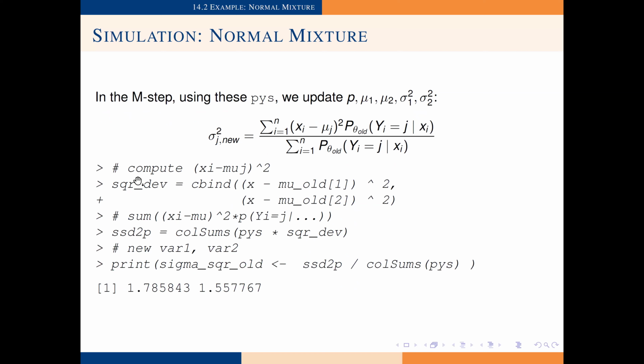So that's called square dev. If we multiply this by the py matrix that we saw earlier and take the column sums, that gives you the numerator. The denominator is again the column sums of the py matrix. And we can see that in one iteration of EM, our updated sigma squares are going to be 1.78 and 1.55 respectively.